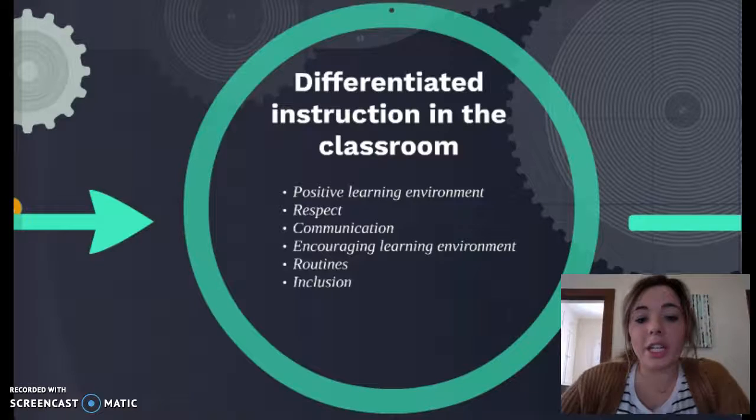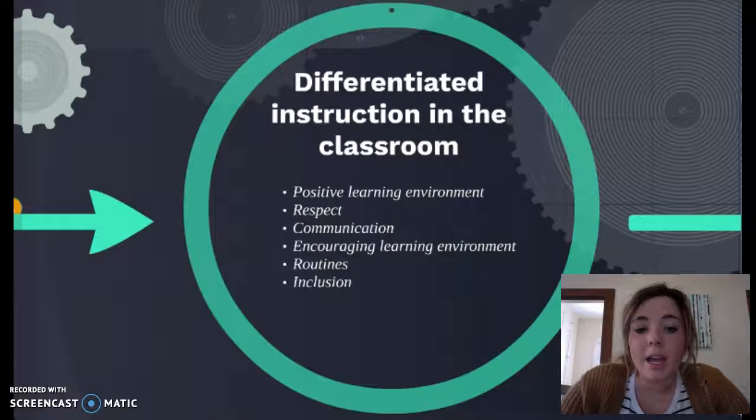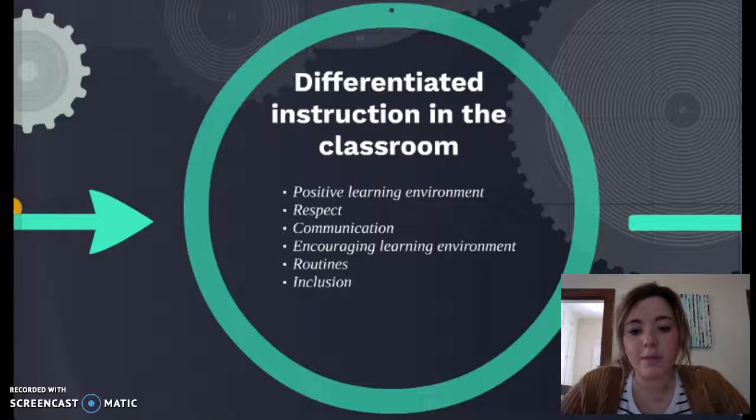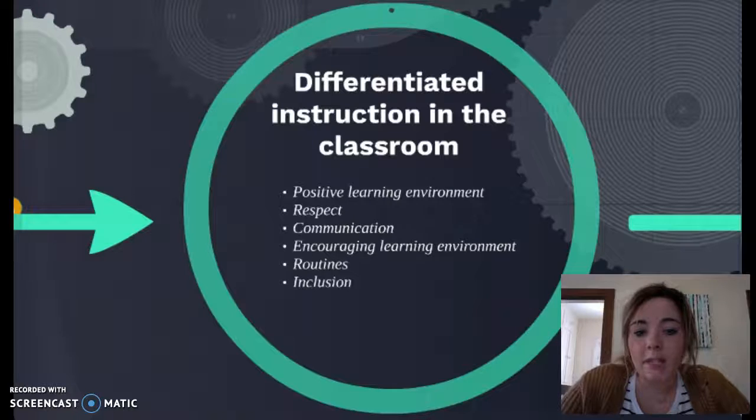In a differentiated instruction classroom, things such as a positive learning environment and an encouraging learning environment are important. These two types of environment can really engage students in the learning process and make it very easy for them to learn and really make them want to learn. There's also respect that needs to happen in the classroom, not only between the students, but also the teacher and students. This way they know what their boundaries and guidelines are, and the students and the teacher both have respect for each other.